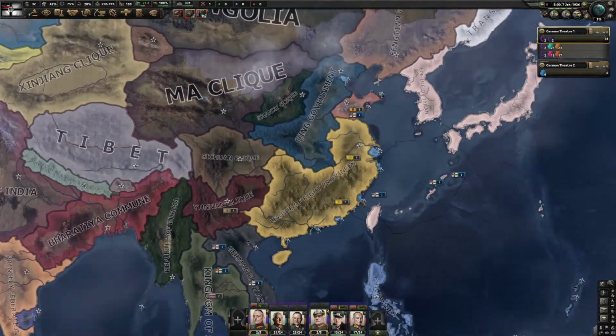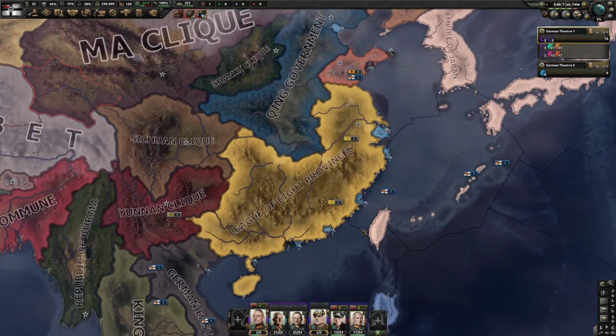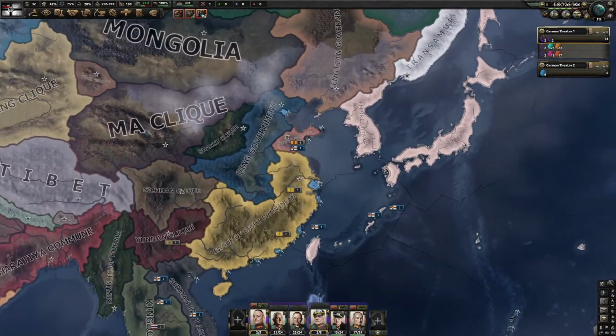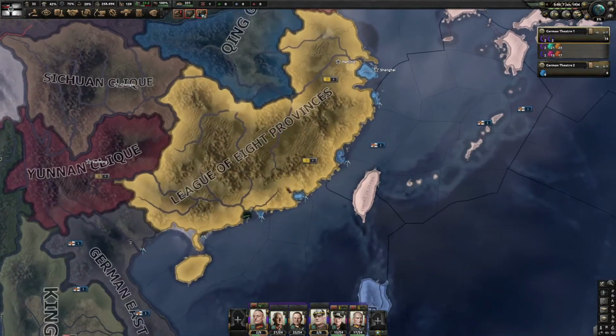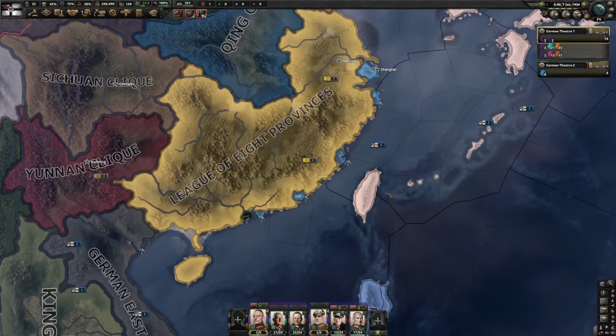China does not have a fun time of it. I've seen a Let's Play of one guy who actually managed to hold the League together and reconquer everything, and I do not know how they did it. That is just amazing to me. I played as the left Kuomintang down here, actually, and they are quite a fun faction, although they have quite a difficult start.